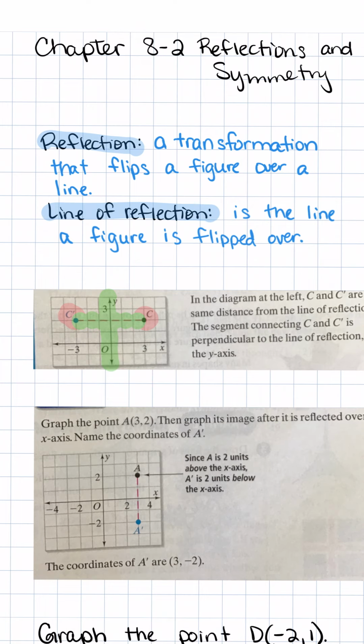This segment connecting C and C apostrophe is perpendicular to the line of reflection, right? So perpendicular means that it forms a 90-degree angle. That's perpendicular to the line of reflection. So the line of reflection here is the y-axis.